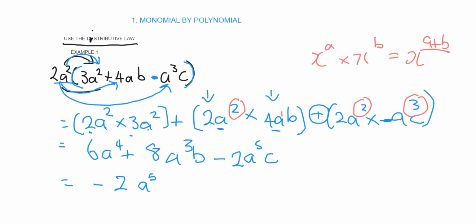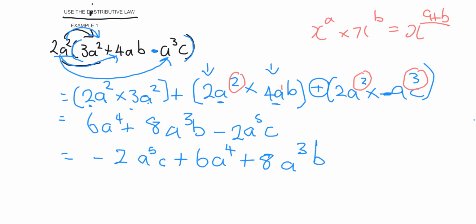And then negative a to the power of 5 multiplied by c, plus your 6a to the power of 4, and then plus your 8a to the power of 3b. Now you get it. Now you can move, right? So now you got your solution.